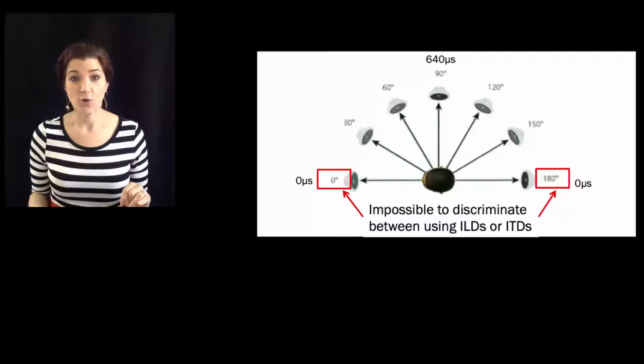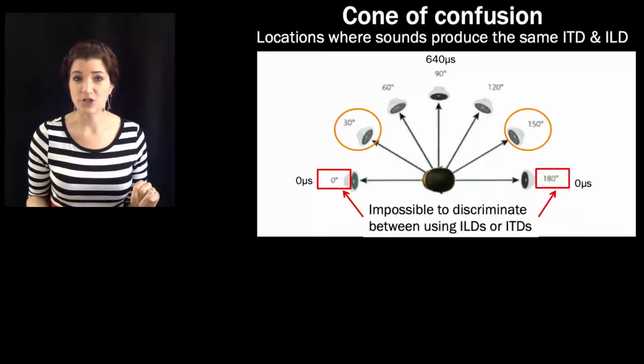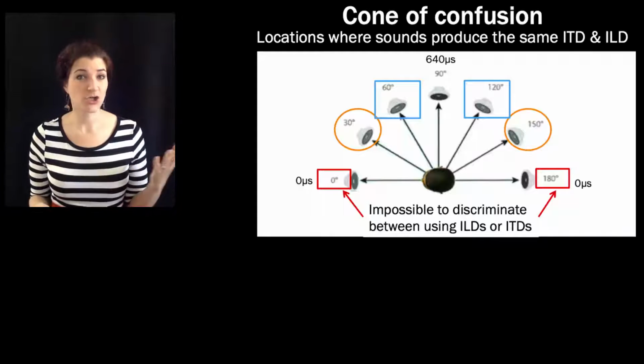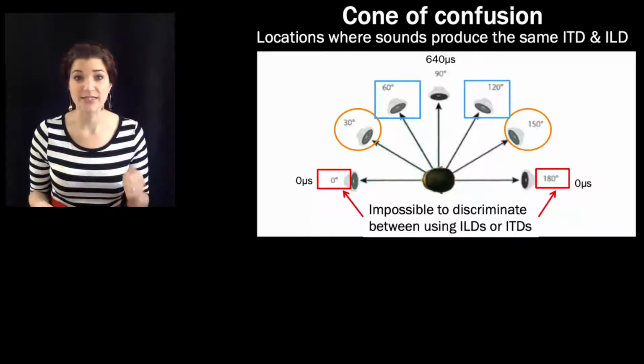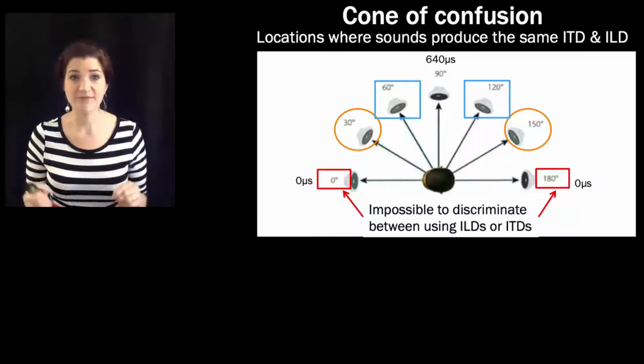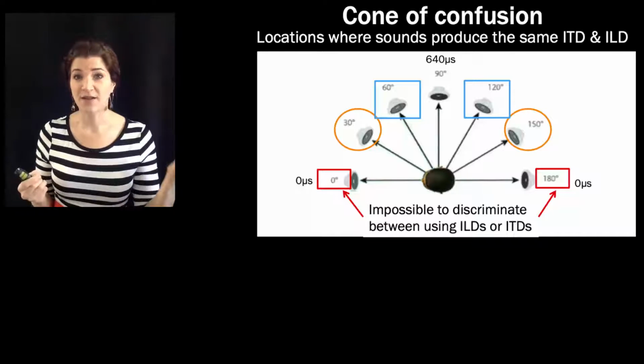Sounds within the cone of confusion are shown in the same colors here. We can't distinguish between sounds at 60 degrees and 120 degrees because in both cases, they're getting to the right ear before they get to the left, and they're louder in the right ear than they are in the left.